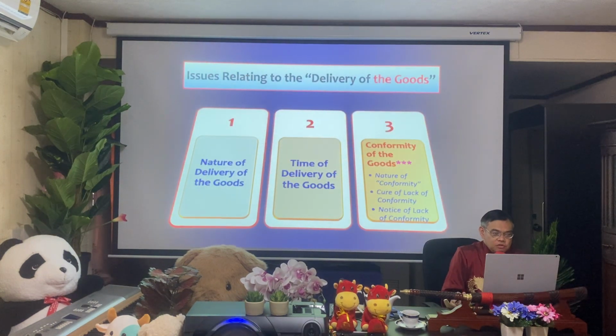When we talk about the obligation to deliver the goods, there are three main issues. The first one is the nature of delivery. The second one is the time of delivery, and the most important one, perhaps, is the conformity of the goods. The goods to be delivered under the contract must conform with the contract. We will talk about all of this at great length.